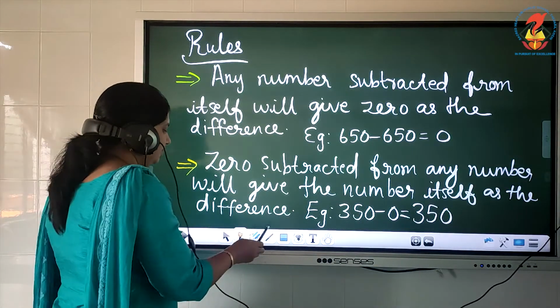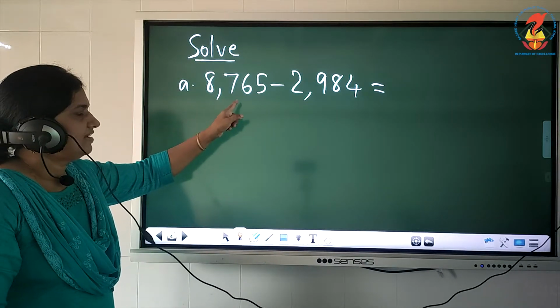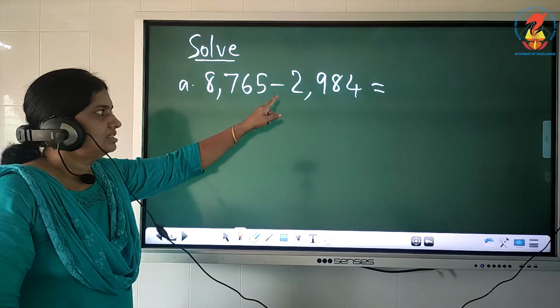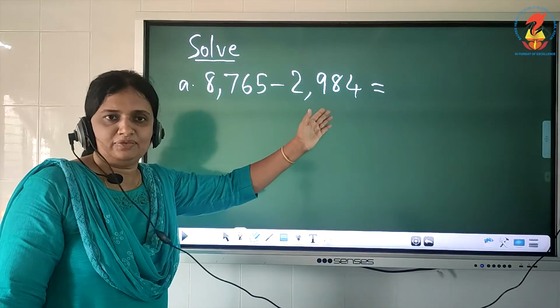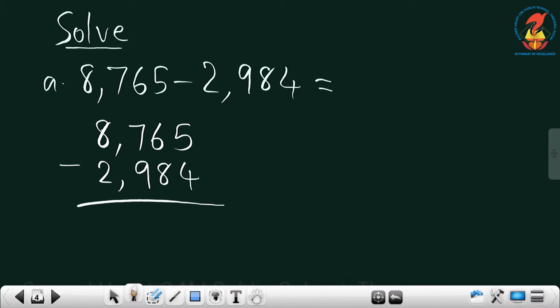Then we will go for the problems, right? First one, solve 8765 minus 2984. I will write it on the board. First we need to start from the ones place. The first number is called the minuend, so we need to write minuend here.